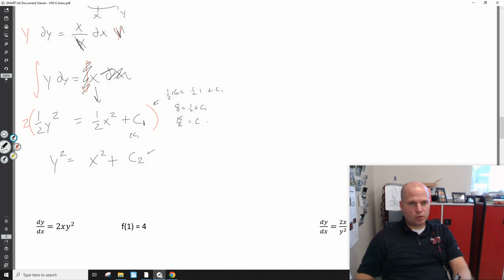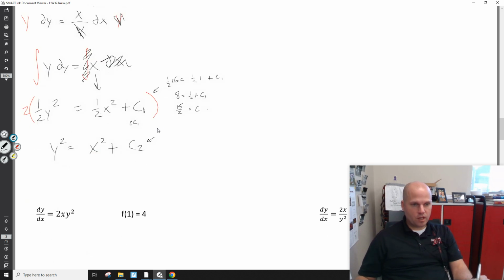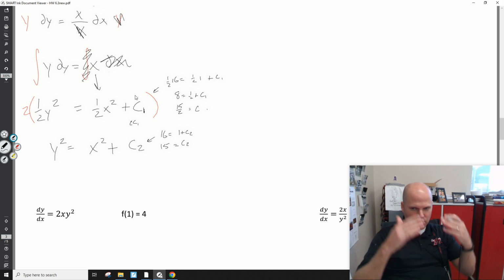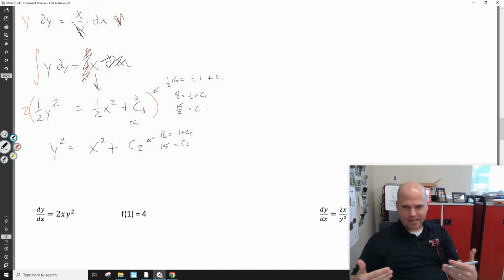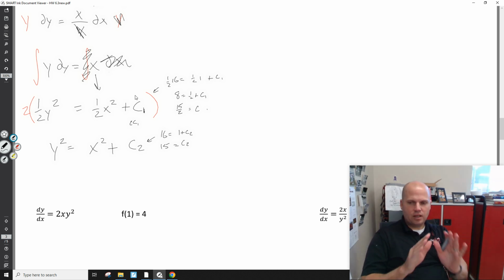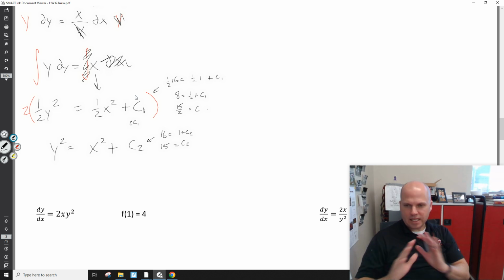Or if you plugged in 1, 4 here, you'd get 16 equals 1 plus c2. Oh, c2 has to be 15. Oh, c1 and c2, different values, but here's the relationship. You could have either found c1 here, but then as you solve for y, you're going to change it into the correct next c. Or what I'm trying to help you out with is find c whenever it's easiest to find.